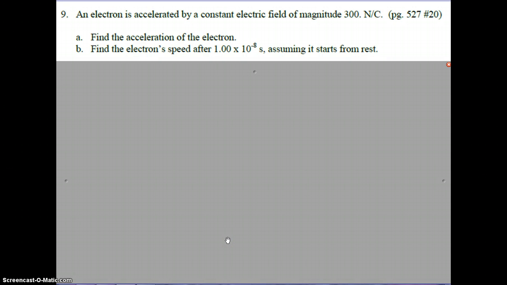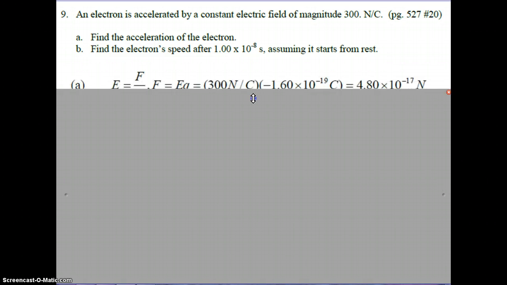Lastly, number 9. An electron is accelerated by a constant electric field of magnitude 300 newtons per coulomb. Find the acceleration of the electron and find the electron's speed after 1 times 10 to the negative 8 seconds, assuming it starts from rest. This is a nice problem that incorporates concepts that you've learned previously with Newton's second law and kinematics in our electrostatics unit. Nice AP question.